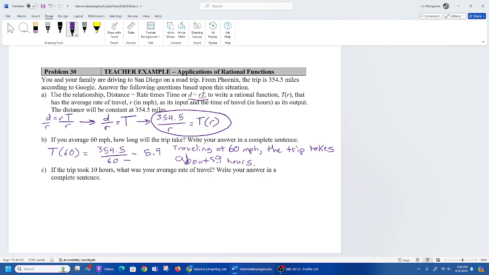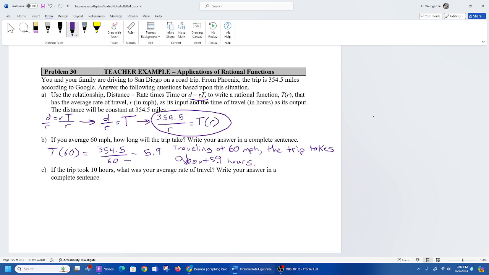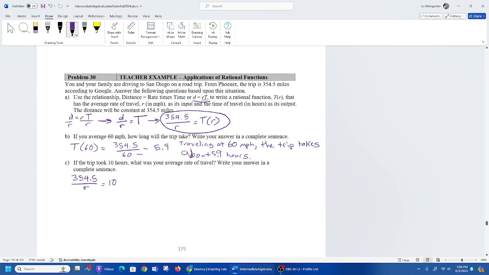If the trip took 10 hours, what was your average rate of travel? So here, we're going to set our equation 354.5 over r equal to 10. We're going to multiply both sides by r. Divide both sides by 10. And we get r equal to 35.45 miles per hour, which is really slow for a road trip. I would not enjoy that one single bit.